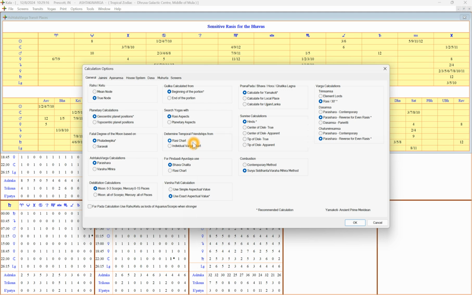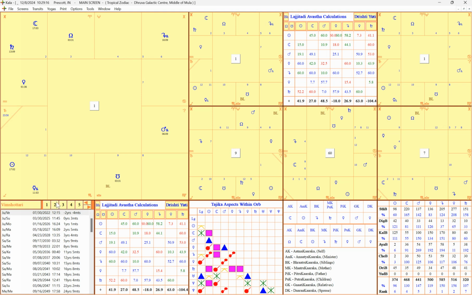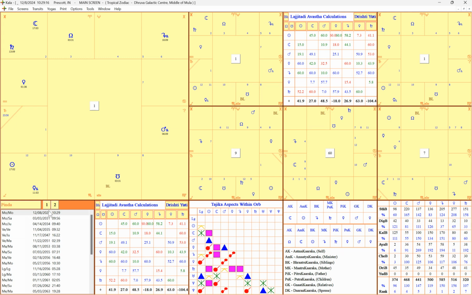All right. Then there's something called Pindadi Ayurdaya. That's basically a longevity dasha, a dasha based on how long you're supposedly supposed to live, okay? We can go look at it over here. We click on here, we got our Pinda dasha, okay? It's a dasha used in some of the old books.